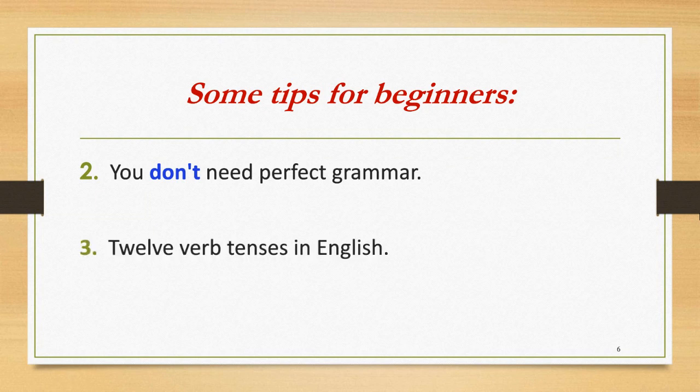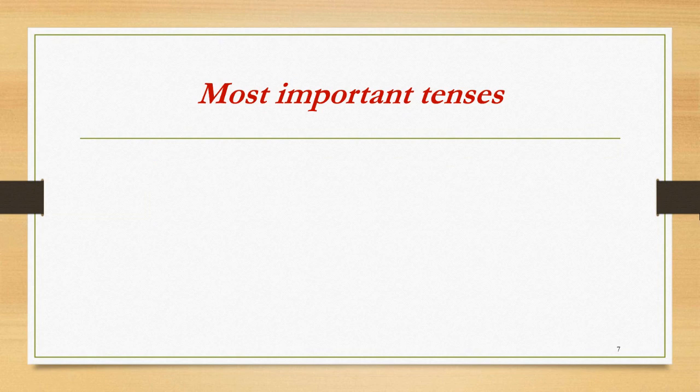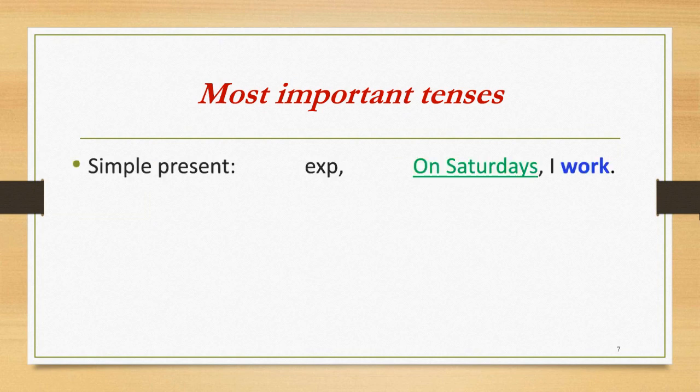My tip number 3 is about verb tenses. There are 12 verb tenses in English. When you start learning English, you should know the 3 important verb tenses first. The first one is simple present.